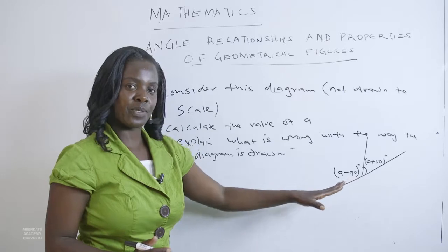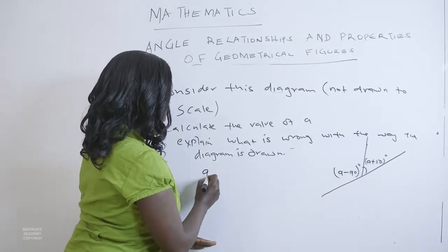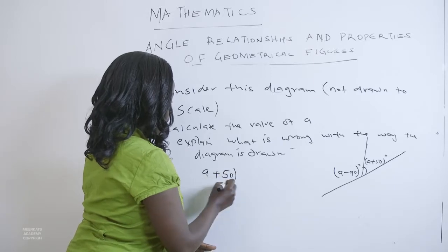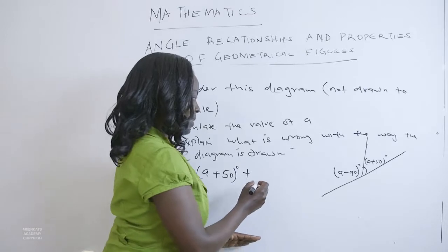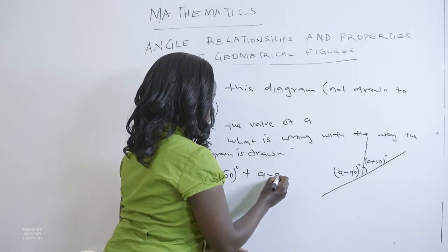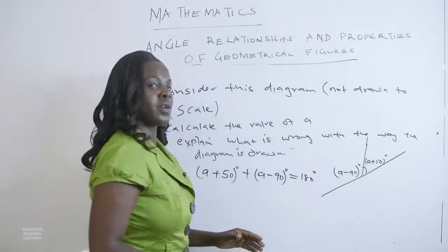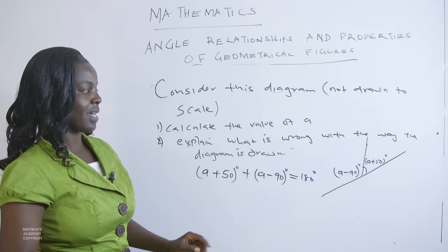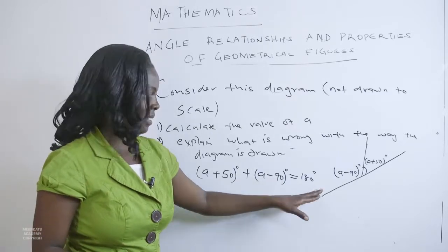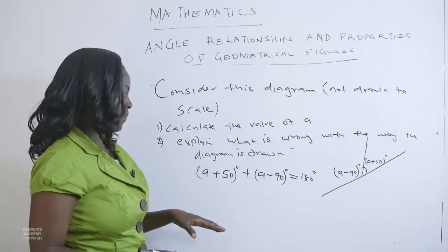You are supposed to understand angles on a straight line. Angles on a straight line add up to 180 degrees. So if we add the two angles here, it should give us 180 degrees. So we write that explanation in terms of an equation.